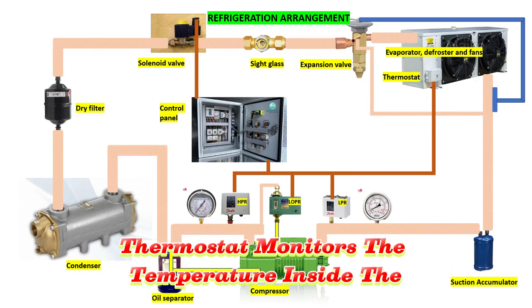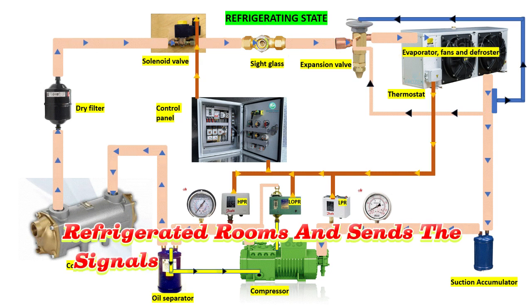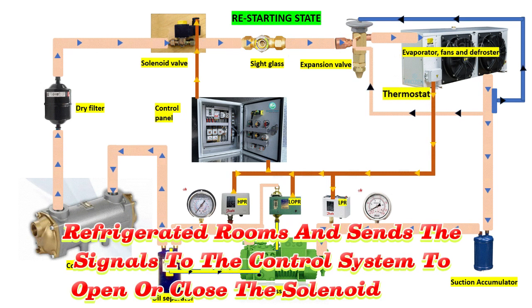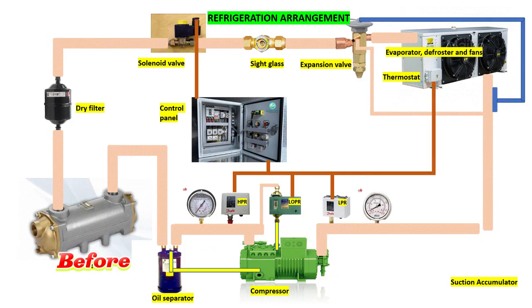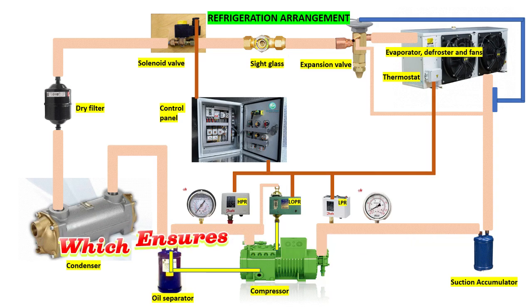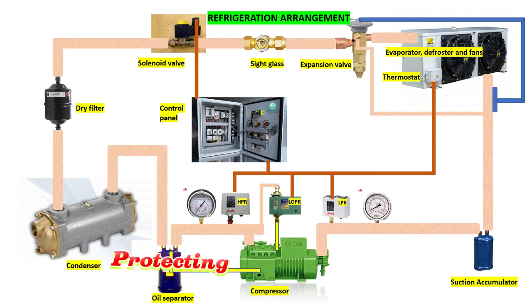The thermostat monitors the temperature inside the refrigerated rooms and sends signals to the control system to open or close the solenoid valves. Before returning to the compressor, the refrigerant passes through the suction accumulator, which ensures that only vapor, not liquid, enters the compressor, protecting it from damage.